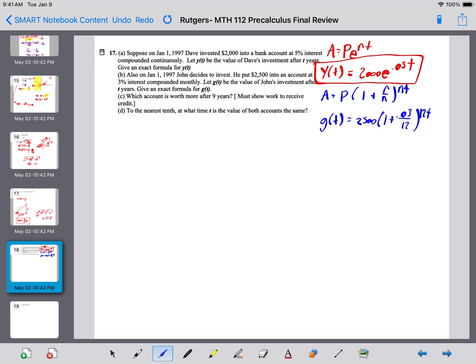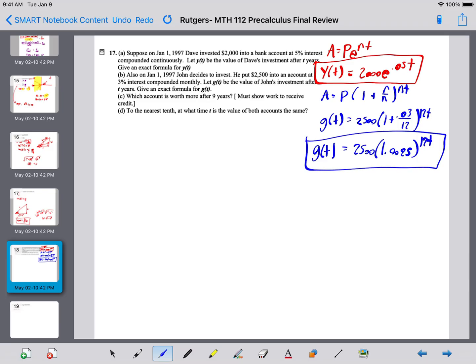If you wanted to simplify, you can simplify what is inside your parentheses. That is 1.0025. Okay, so this is your answer to g of t.